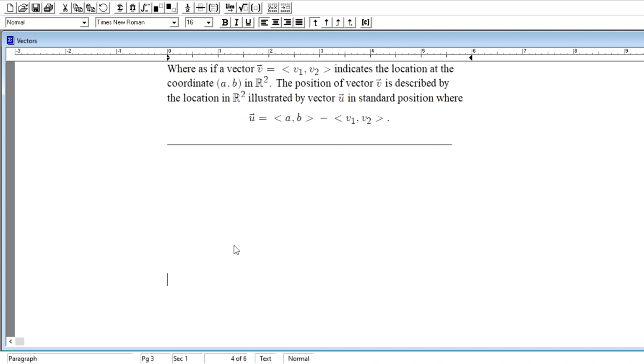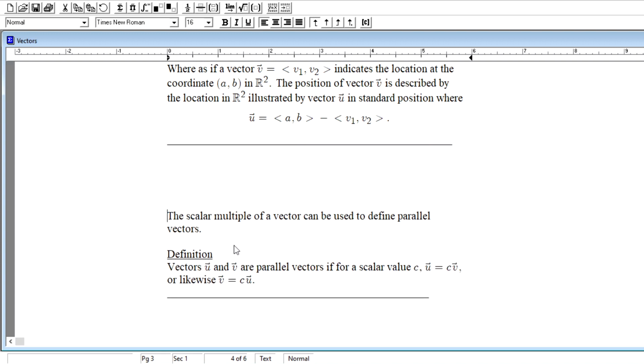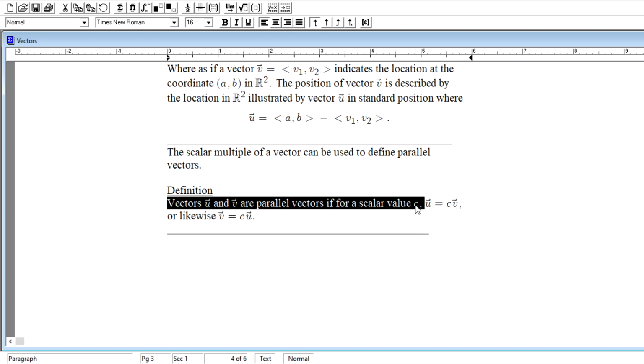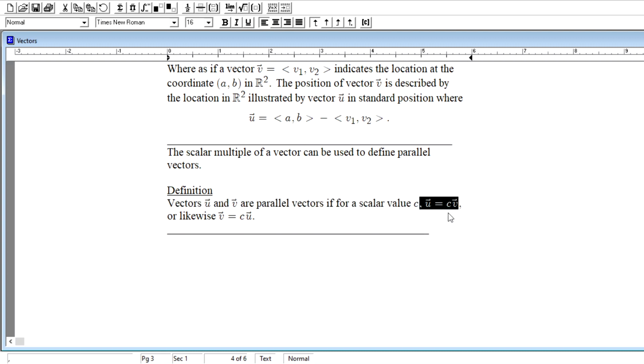As for the scalar multiple of a vector, it can be used to define parallel vectors. Vectors u and v are parallel vectors if, for the scalar value c, vector u can be written as some constant multiple of vector v. Or likewise, vector v could be written as some constant multiple of u. If two vectors can be written as constant multiples of each other, they are what we call parallel to one another.